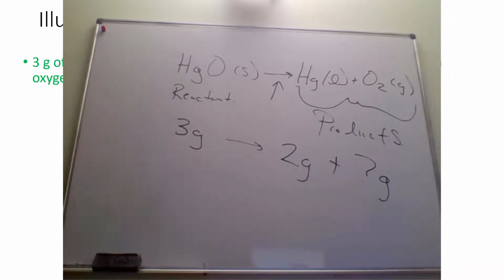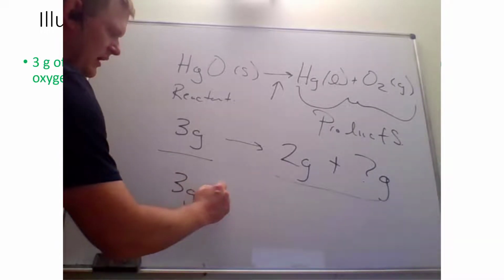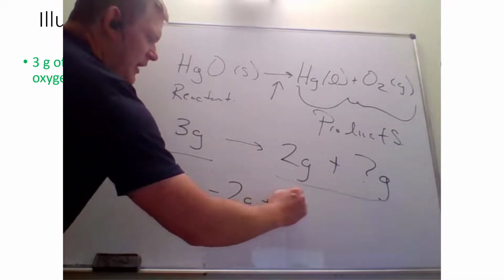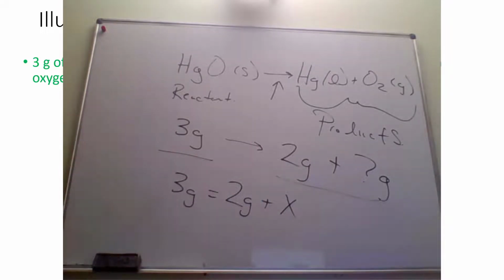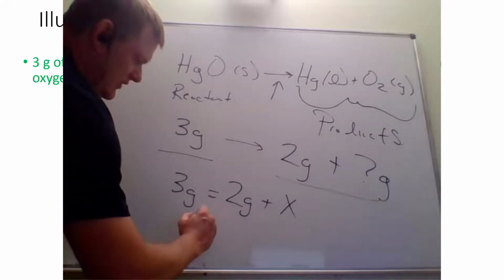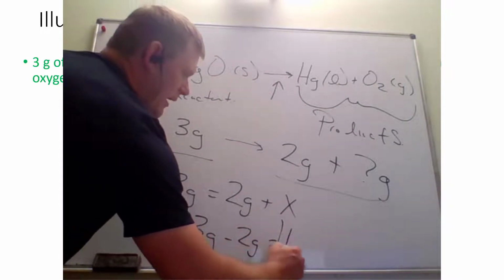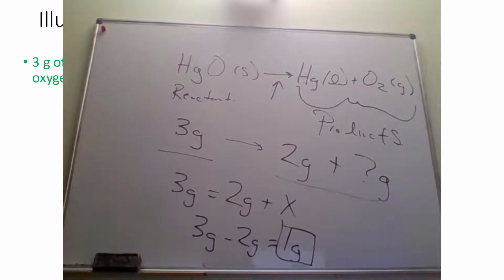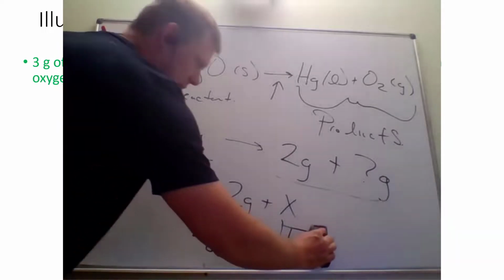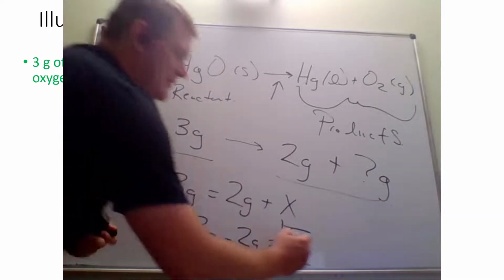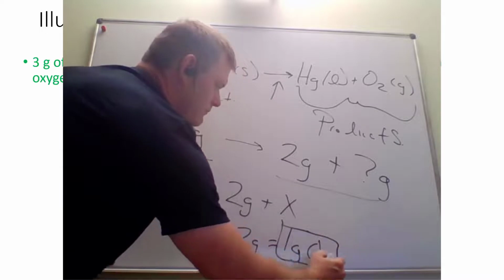The law of mass conservation states that the amount of mass that we start with in the reactants is going to be equal to the amount of mass that we end with in the products. Therefore, we know that 3 grams is going to be equal to 2 grams plus some unknown x. We can rearrange with algebra: 3 grams minus 2 grams is equal to 1 gram. So our final answer is that 1 gram of oxygen is formed. To make this a more acceptable answer, we would say 1 gram of O2 is formed.